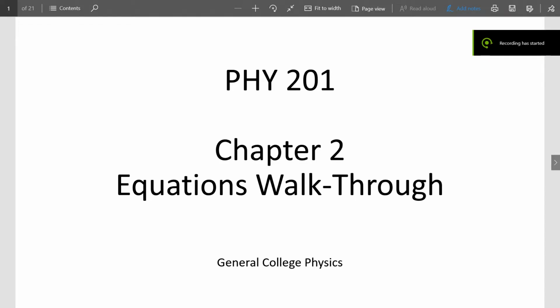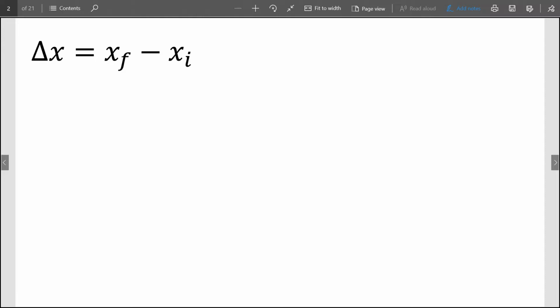All right, let's walk through some equations that are introduced in Chapter 2. We're going to use them throughout the course. They apply to one-dimensional motion, certainly, but they also apply to two-dimensional and three-dimensional motion. We're not going to do three dimensions, but certainly we'll do two dimensions. So these are really the cornerstone equations for the bulk of this class.